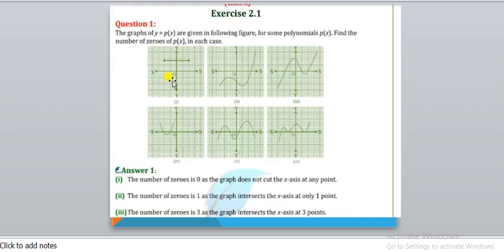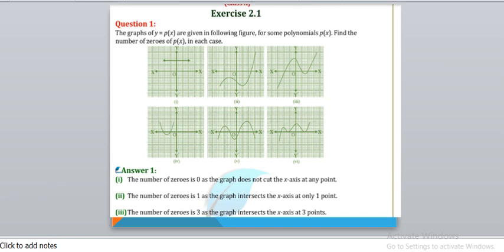Now let us see exercise 2.1. The graphs y equals p(x) are given in the following figure for some polynomial p(x). Find the number of zeros of p(x) in each case. First case, you can see the first graph here. The graph is not intersecting the x-axis at any point, so the number of zeros is 0. Second case, you see it intersects the x-axis at 1 point, so the number of zeros will be 1. Third case, intersecting the x-axis at how many points? 1, 2, 3, so the number of zeros will be 3.